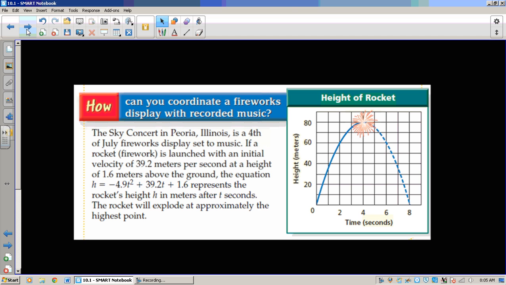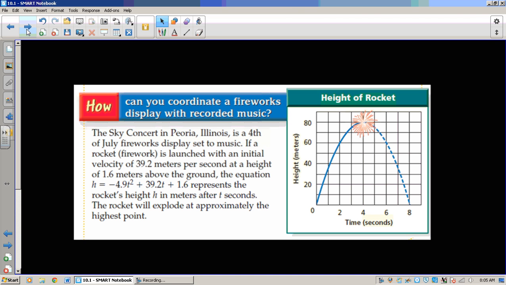Anyway, the Sky concert in Peoria, Illinois is a 4th of July fireworks display set to music. If a rocket firework is launched with an initial velocity of 39.2 meters per second at a height of 1.6 meters above the ground, the equation h equals negative 4.9 t to the second power plus 39.2 t plus 1.6 represents the rocket's height h in meters after t seconds. The rocket will explode at approximately the highest point.